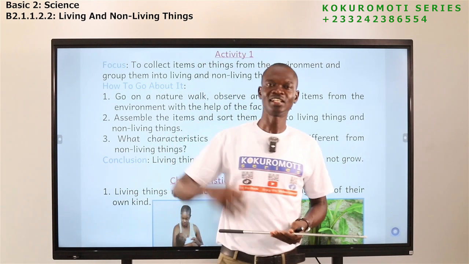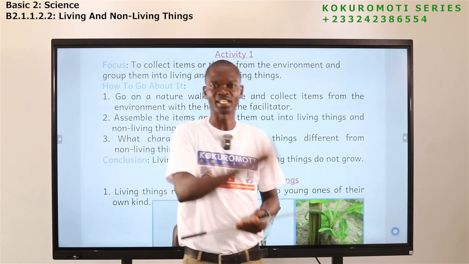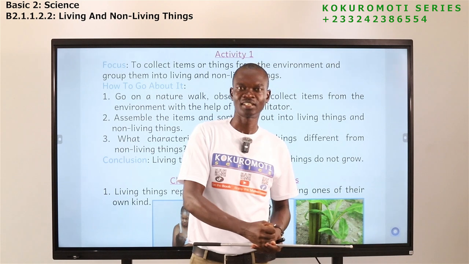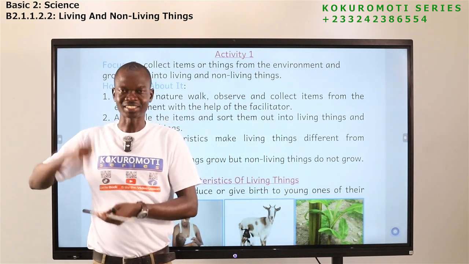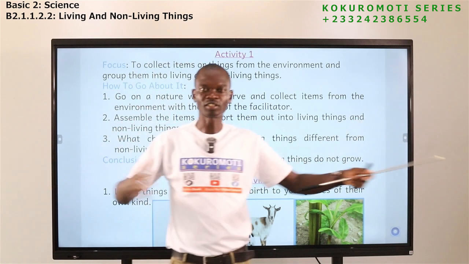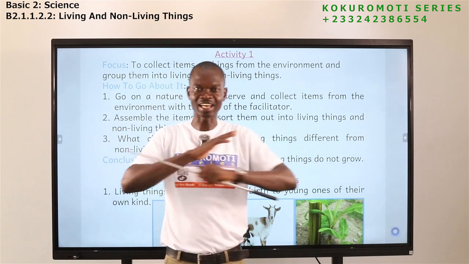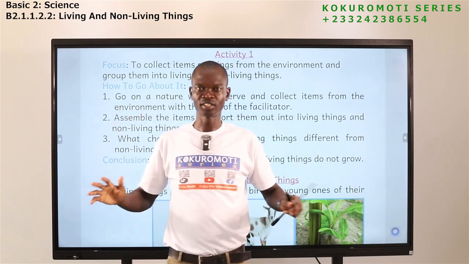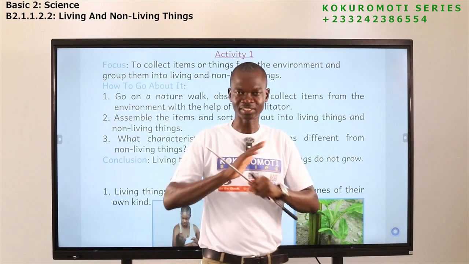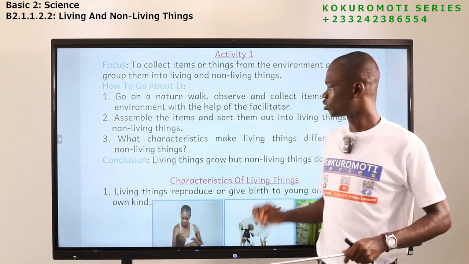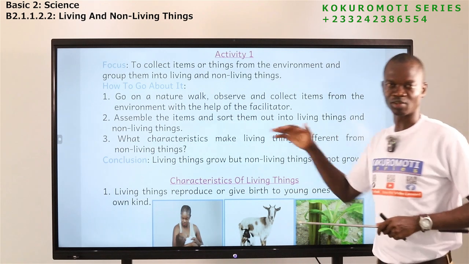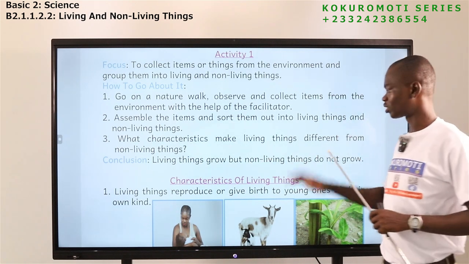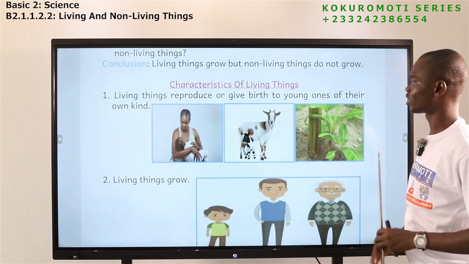Okay, so you see, living things have some features, some characteristics. And non-living things also have what? Some features and what? Some characteristics. The characteristics of living things and non-living things are not the same. They are different. They are not the same. They are what? Different. So we are going to look at the differences between living things and what? Non-living things.